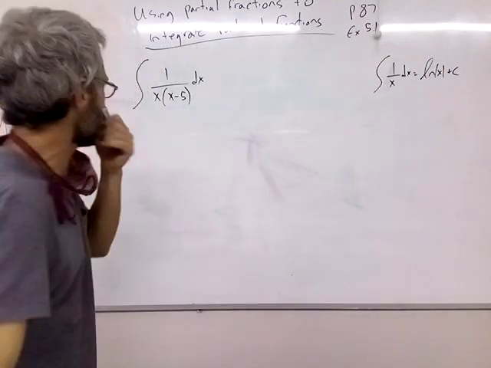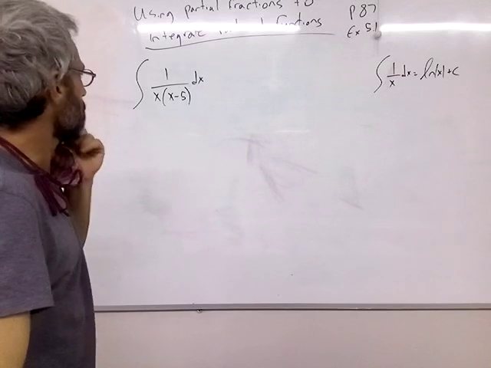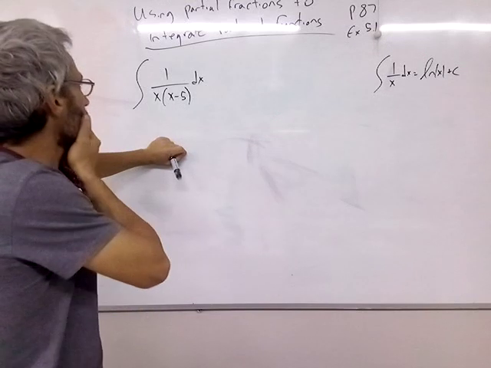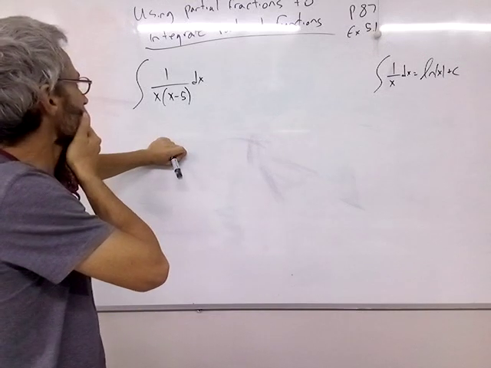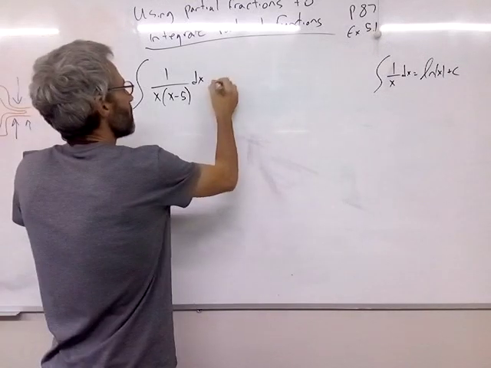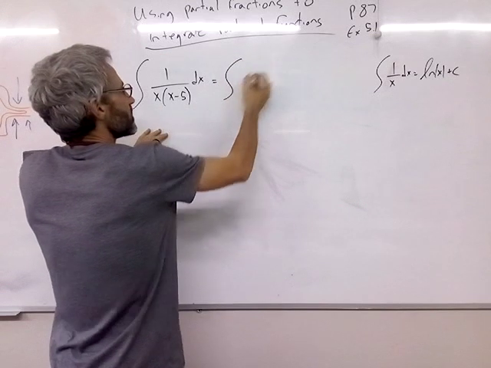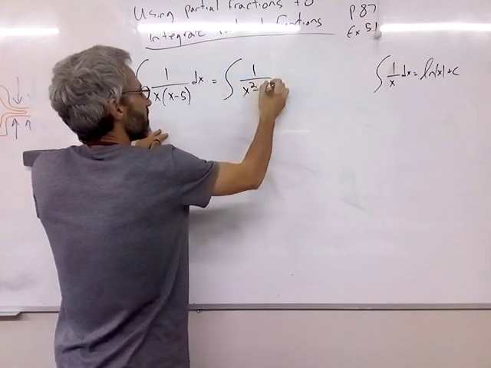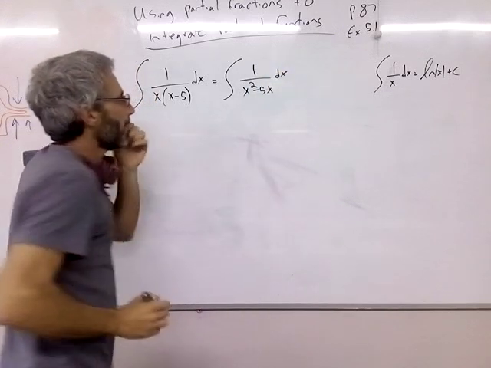And we'll start with something like this: 1 over x times x minus 5. Now, the first step you might be tempted to do is maybe open it. Let's try that, okay? So we're going to have the integral of 1 divided by x squared minus 5x dx.